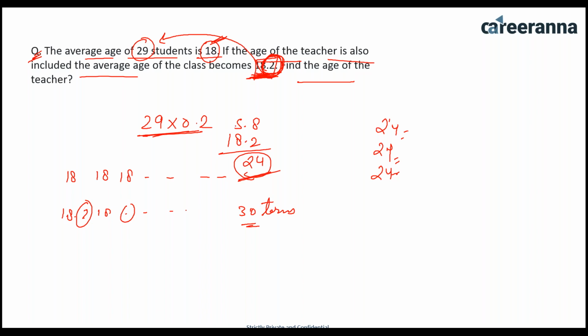You can do it by the conventional method as well. 29 multiplied by 18 equals a number. Then 30 multiplied by 18.2 is also a number, and you just have to subtract these two values.